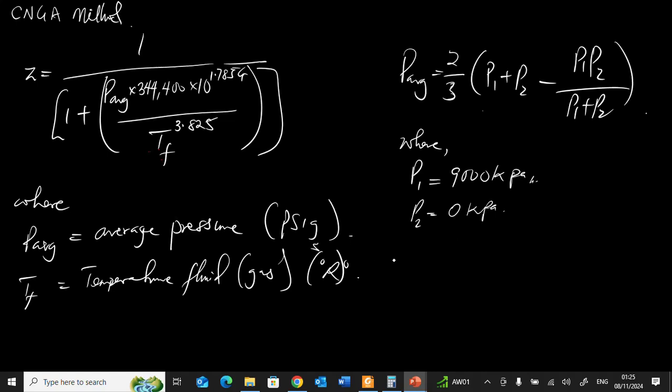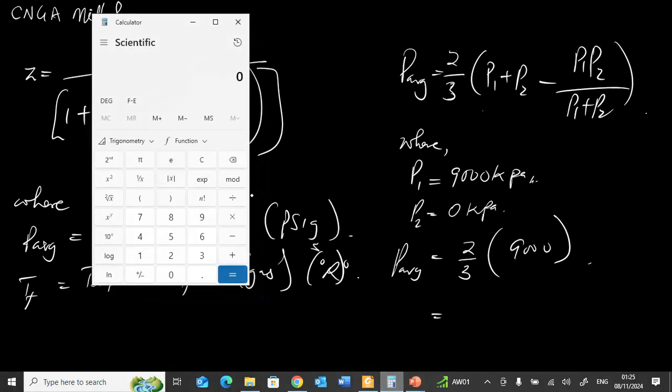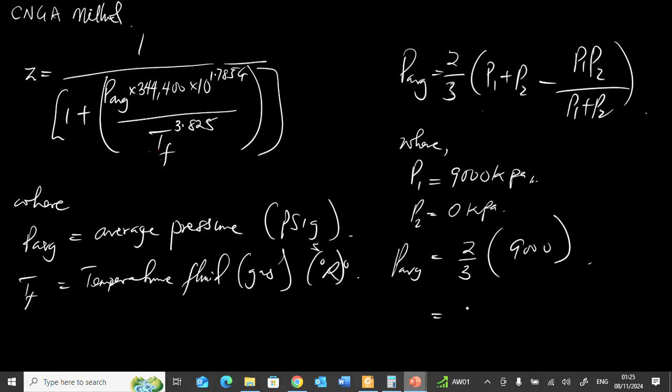Now, what we are going to get as the average pressure will now be 2/3 of 9,000. So this will give us 2/3 of 9,000. Let's use our calculator. 9,000 times 2 divided by 3 will give us 6,000 kilopascal.